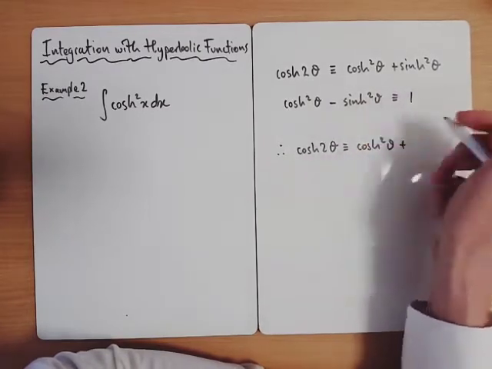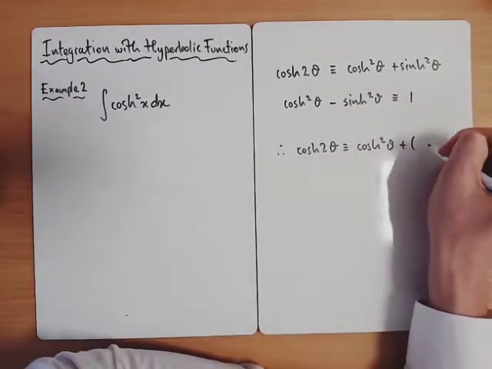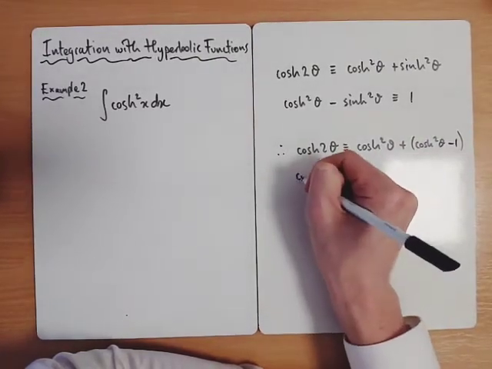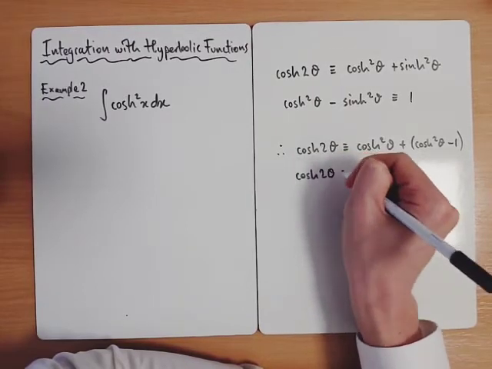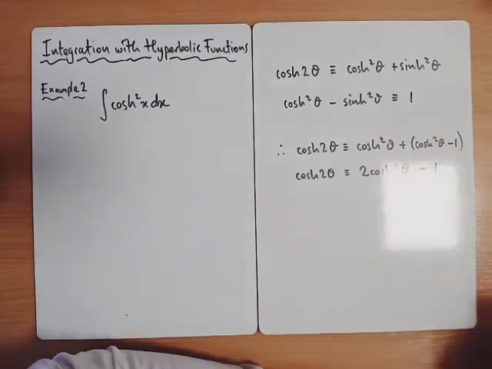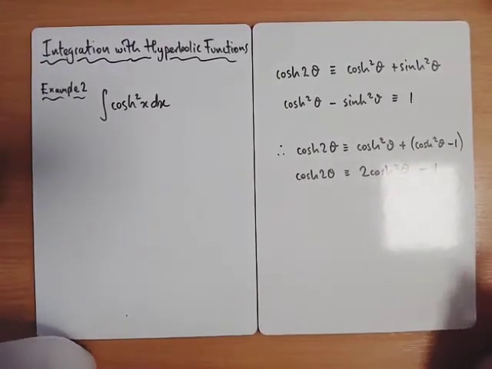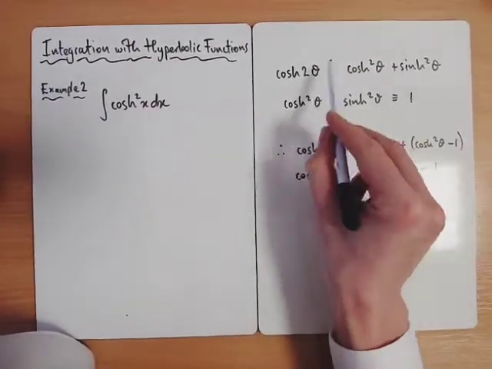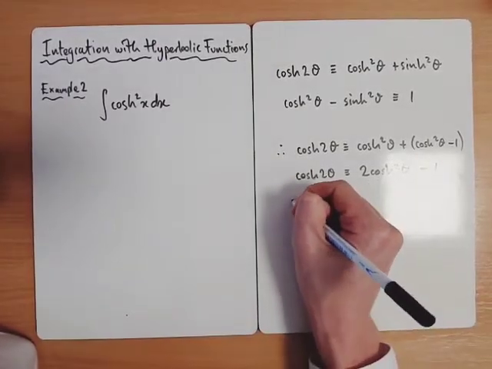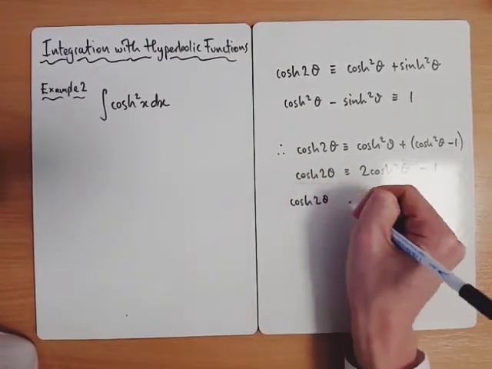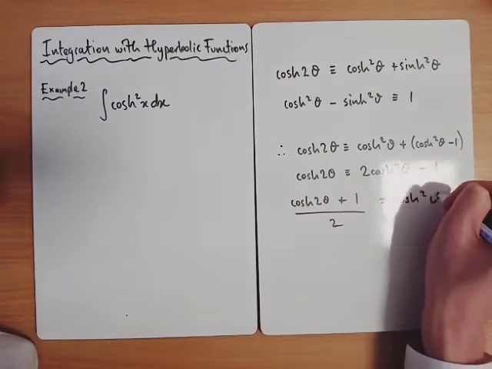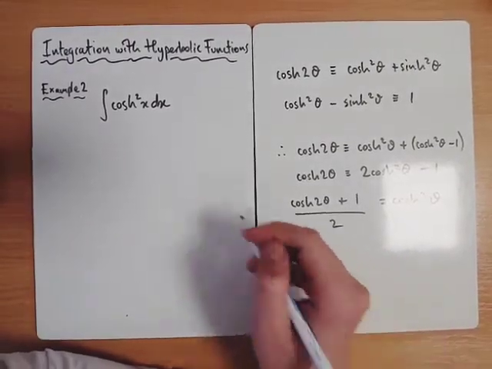So sinh squared would be cosh squared minus 1. So we know that cosh 2 theta is 2 cosh squared theta minus 1. Obviously you can just remember that identity if it's not a show question, but I thought I'd show you where it comes from, just from these two identities that we should remember. So now if we're trying to integrate this, if we rearrange, we know cosh squared is equal to cosh 2 theta plus 1, all divided by 2.